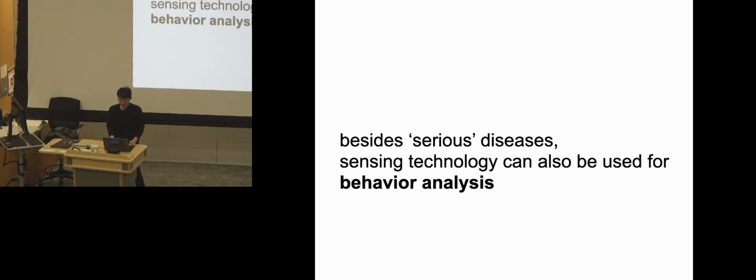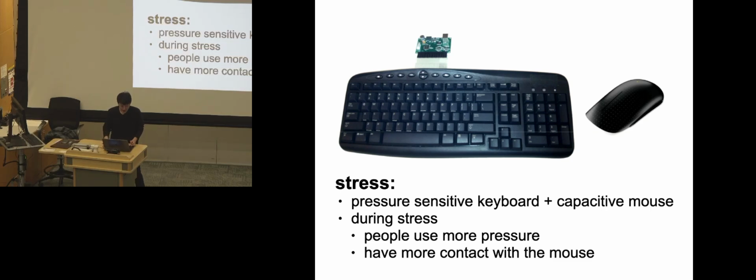For example, researchers have built a pressure-sensitive keyboard and a capacitive mouse, added on top of the existing keyboard and mouse, that keep monitoring how hard you press your keyboard and how angry you are with your mouse. They use that to infer how much stress you are under. These types of monitoring devices are usually aimed at longitudinal studies. So it's not just this one day.